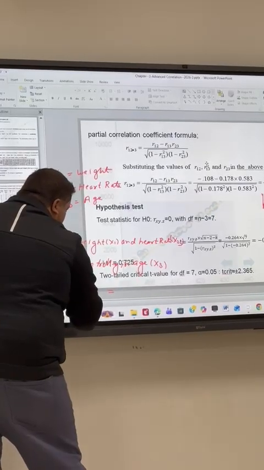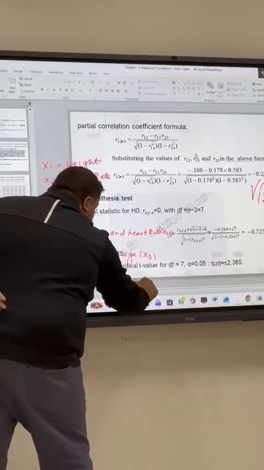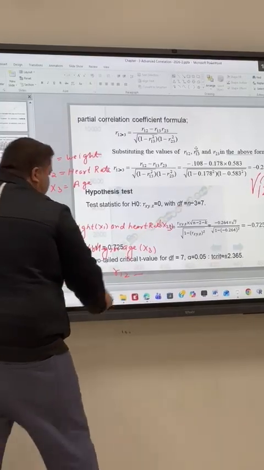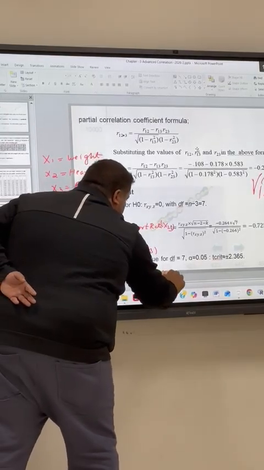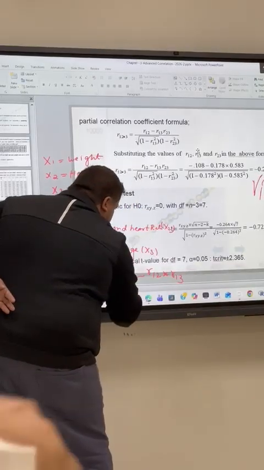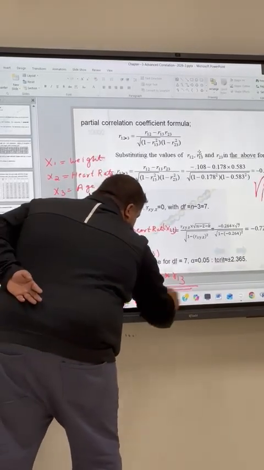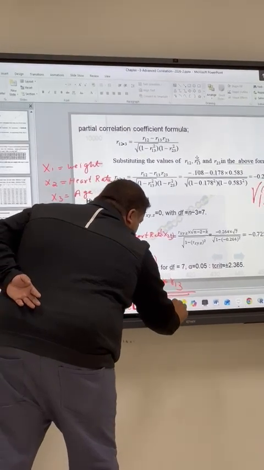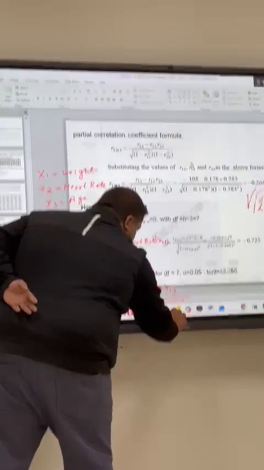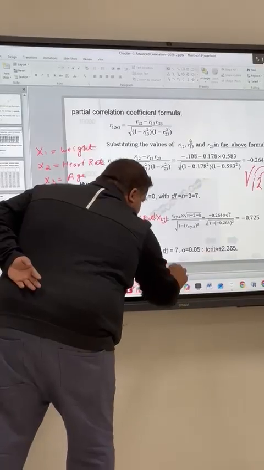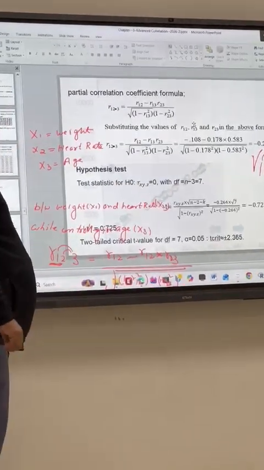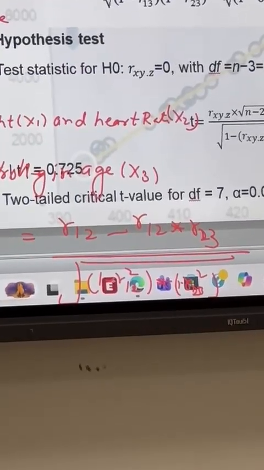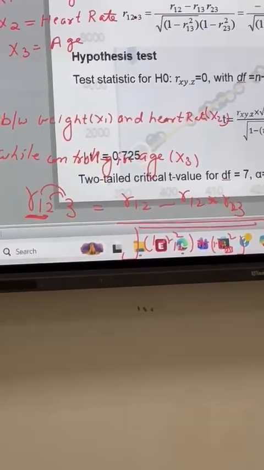Here R12 is right here. Now the relation of 1 with 3, and 2 with 3. So R12 minus R13 R23, divided by the square root of 1 minus R13 square into 1 minus R23 square. Clear? Very easy.